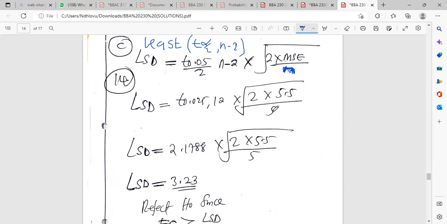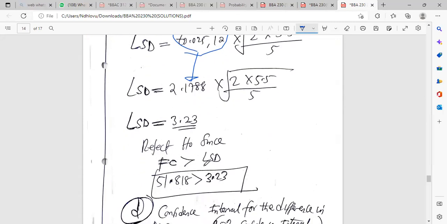The T value we can obtain from the T-table distribution. Unless those who are behind, in the next class I'll explain thoroughly how to use the tables. Then 2 is a constant on the MSE, which is coming from the table. So our LCD is 3.23. We are using the Fisher least significance difference to test whether there is a significant difference between the means. Reject H naught if F calculated is greater than F critical.